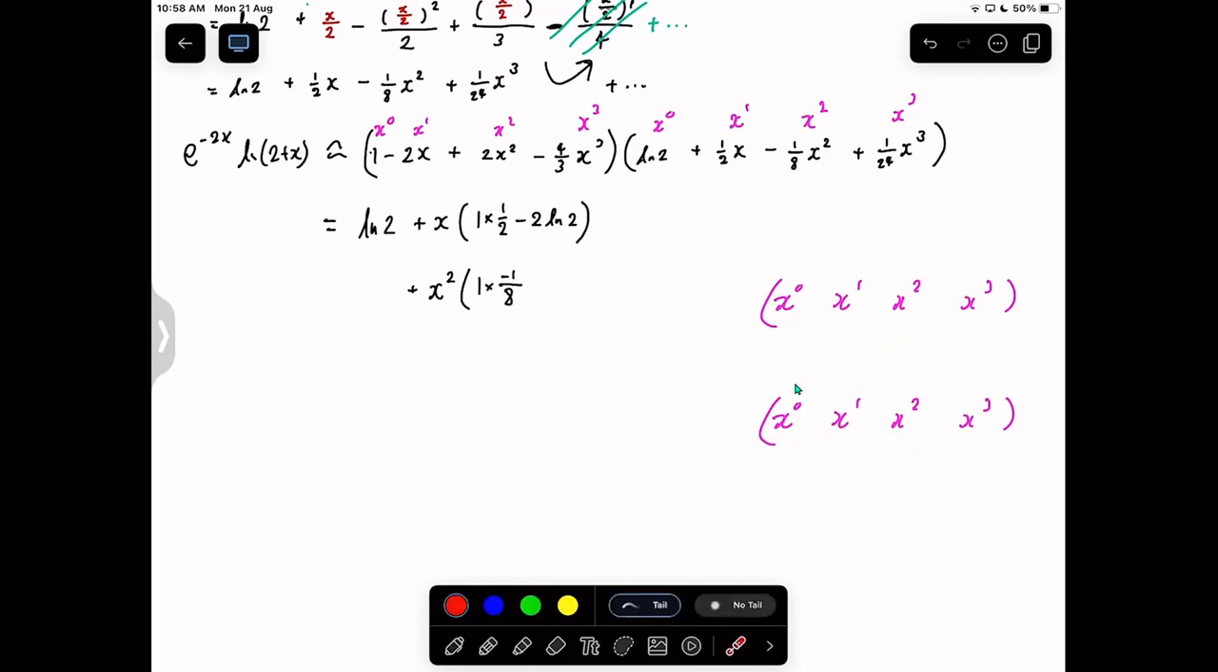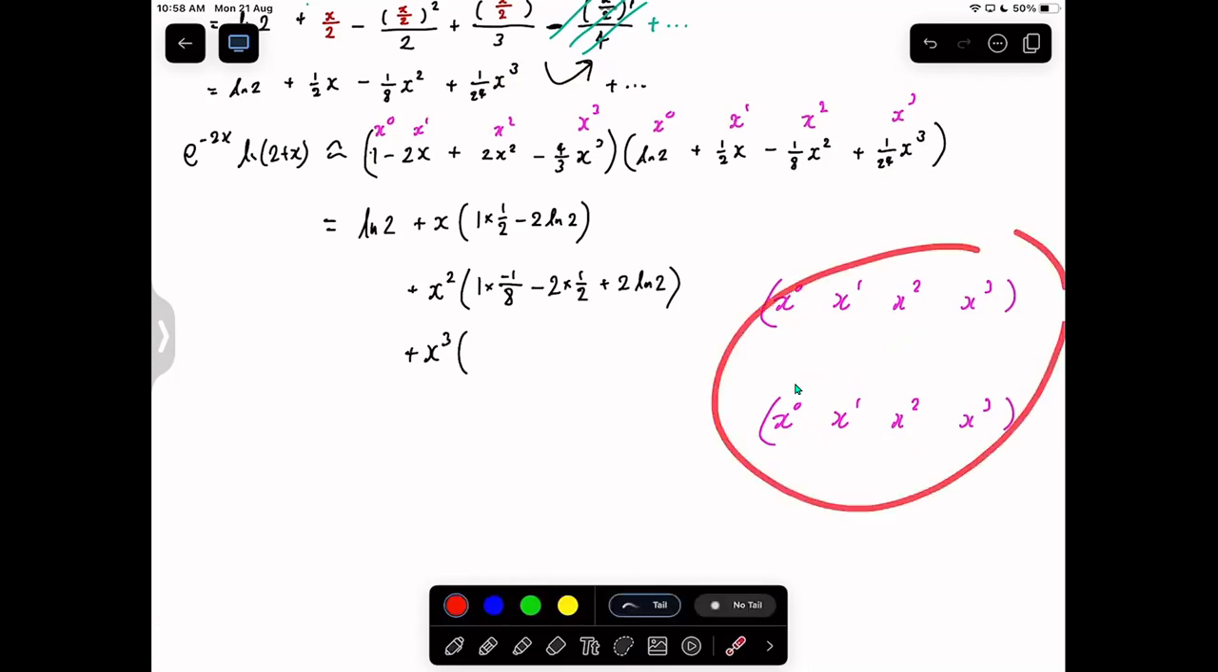Plus the next one, this pair. Negative 2 times 1/2. So minus 2 times 1/2. Next, we have 2x squared times the constant. So 2 times ln 2. Positive 2 ln 2. Okay. Next, we go on to x cubed. How do you get x cubed? Let's look at this table again.